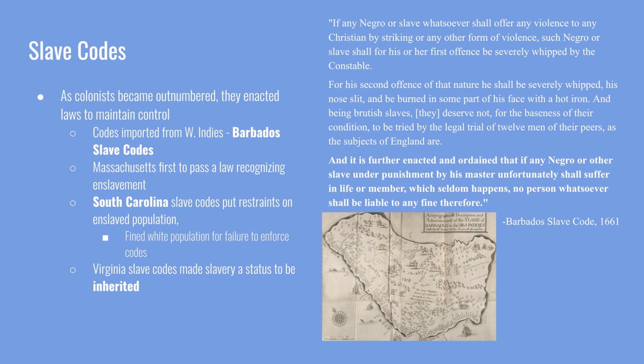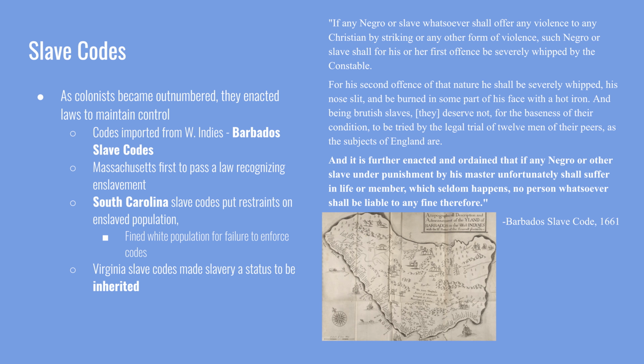The Virginia slave codes were the first ones to make slavery a status to be inherited. The wording of the law said that the offspring of an enslaved woman will follow the status of the mother. Thus, there would be no dispute about the freedom or enslavement of a child, as paternity was difficult to prove.